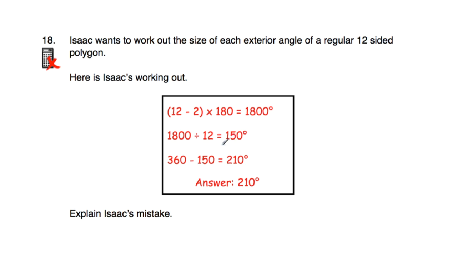Now, he's then taken that interior angle away from 360 to find the size of each exterior angle. Now, that's not going to be right. The interior angle and the exterior angle will always add together to be 180 degrees. So that means that he should be taking the size of each interior angle away from 180 degrees. It shouldn't be 360. It should be 180 take away 150, which would be equal to 30 degrees. So that means that each exterior angle should be 30 degrees, not 210 degrees. So he has taken it away from the wrong number. He should have subtracted 150 from 180, not 360.